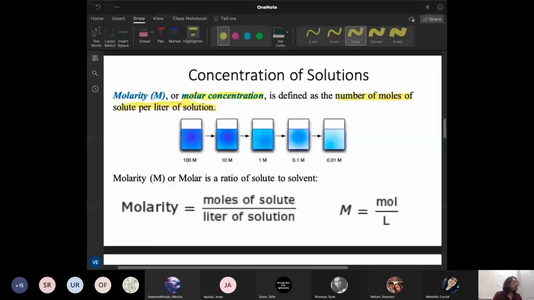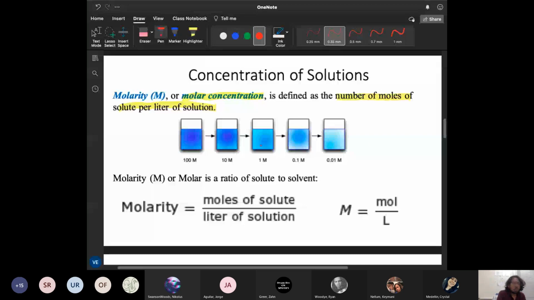Okay. With molarity, we can assign a value to those kinds of concentrations. So let's look over here at this picture where we have a gradient or a scale of shades of blue.